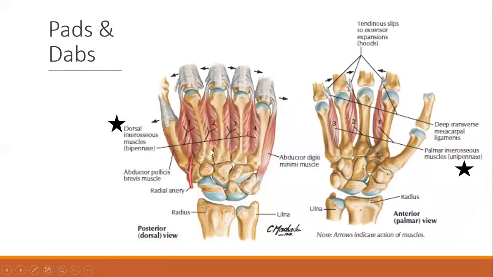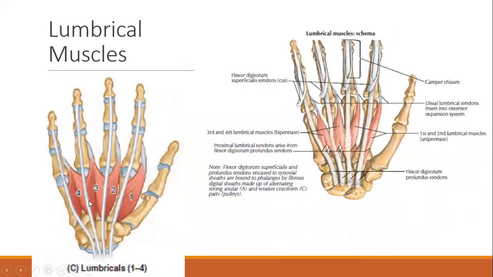So once again, bipennate versus unipennate. Your PADs are unipennate, your DABs are bipennate. So this just means 1 muscle belly versus 2 muscle bellies. We already talked about your lumbricals. Recall that 1 and 2 are innervated by median, but 3 and 4 are innervated by ulnar.